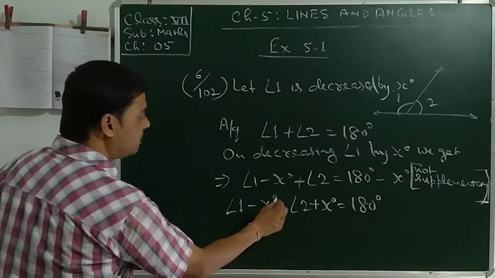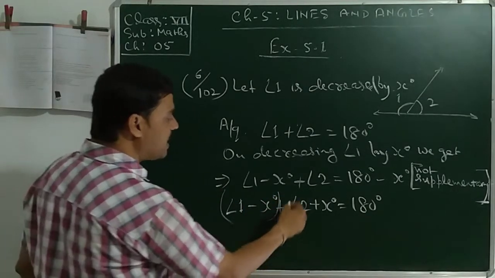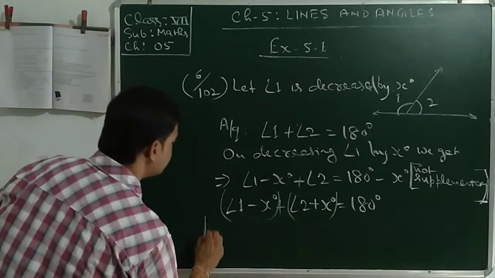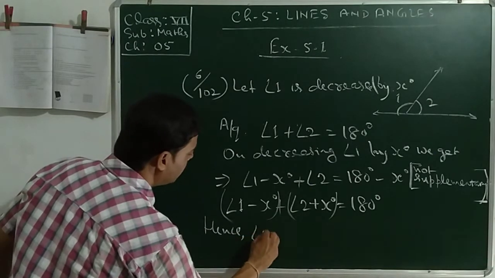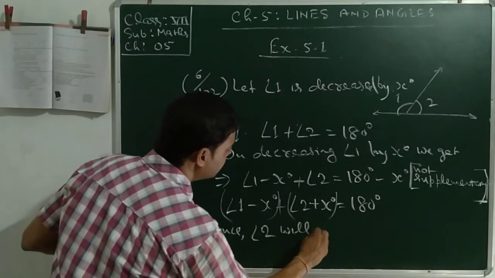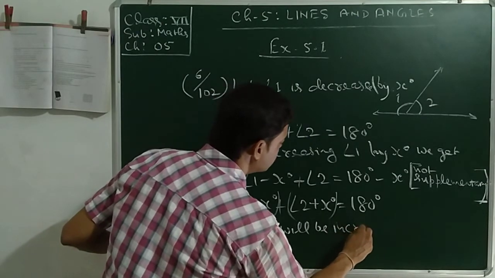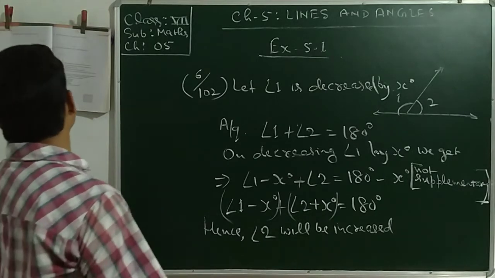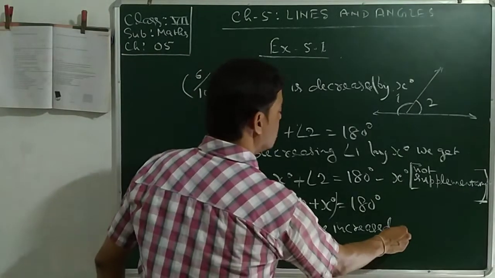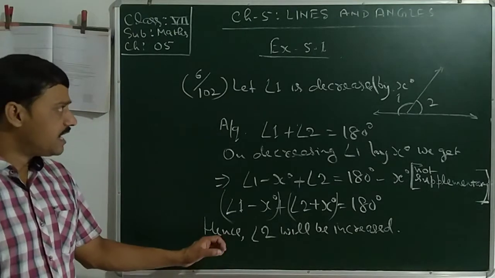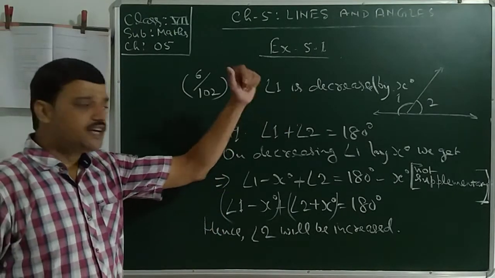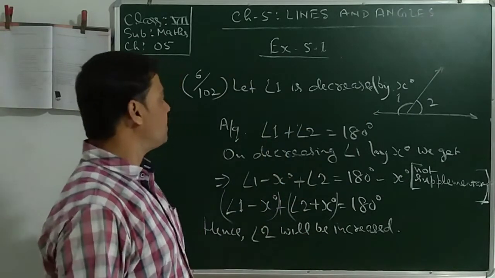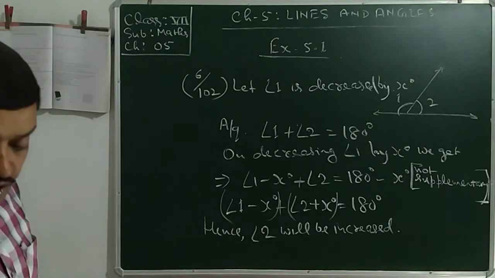Now if you make the pair of these two angles, angle 1 is decreased by x degree, then what effect did we get here? Angle 2 is increased by x degree, hence angle 2 will be increased. When angle 1 is decreased, then angle 2 will increase, then only they will remain supplementary. I think this sum is also clear to you.